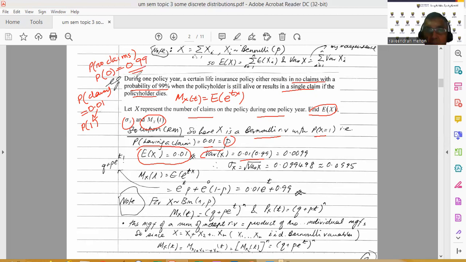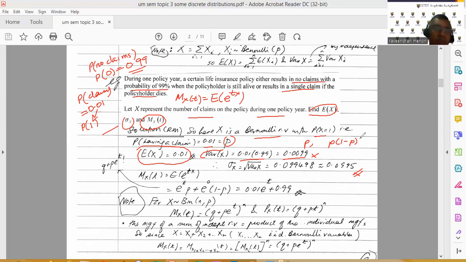So I have 0.01 times 0.99, and you'll get your answer. That's the variance though. But here they threw in a spanner. It's not variance, they want the standard deviation. Take the square root and we are done. So we're just using two formulas, p and p times 1 minus p.